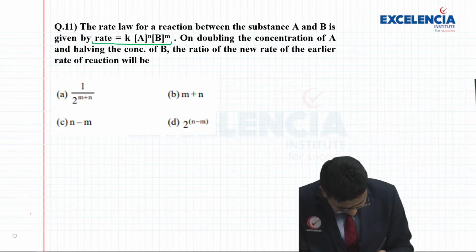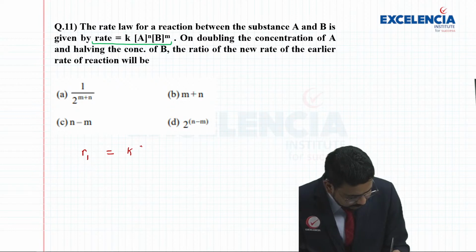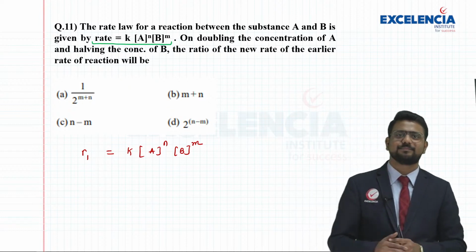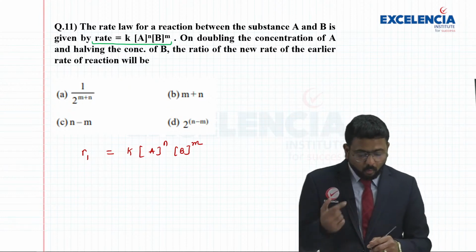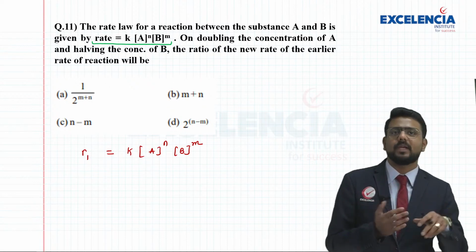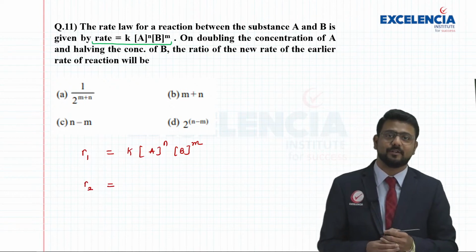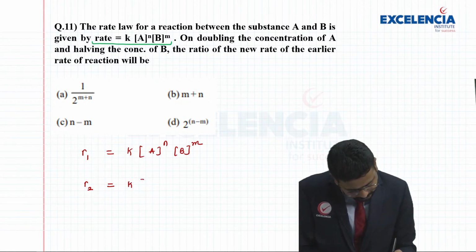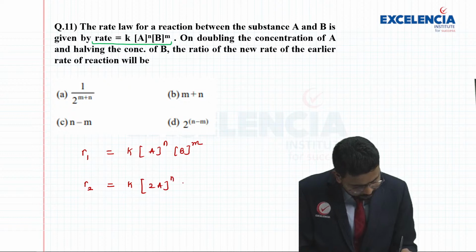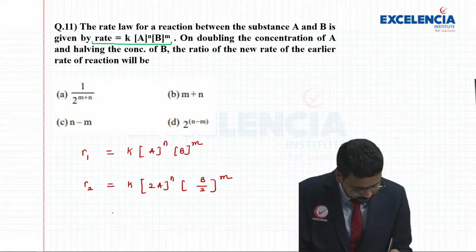So, first and foremost, let us write the original rate equation here. So, here we have rate, let me put it as R1, which is equal to K times A to the power N, B to the power M, right? Now, what they are saying is you are doubling the concentration of A and the B concentration you are making it half, right? So, if I write this particular expression again for, let's suppose R2, that is the new rate here, which is equal to K times (2A) to the power N, (B over 2) to the power M, this expression. So now let us try to rearrange this particular expression.